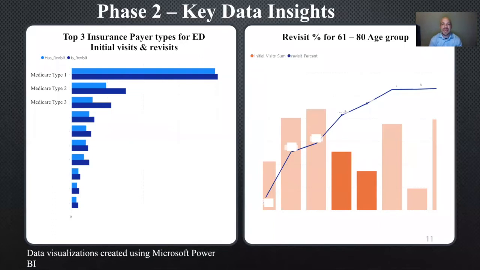We did draw 2 key data insights when we began our data exploration process. First, in regards to insurance payer type, the top 3 insurance payers for emergency department initial visits and revisits were 3 forms of Medicare. Also, the revisit percentage for the 61 to 80 age group was of keynote because it spiked at that point, as we see here in the graph over the orange bars.